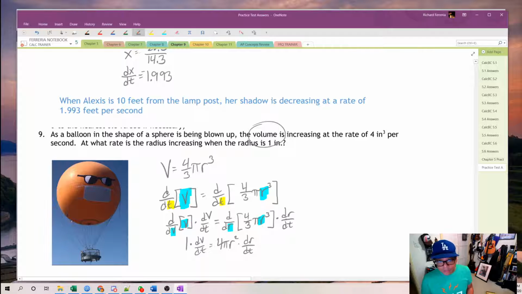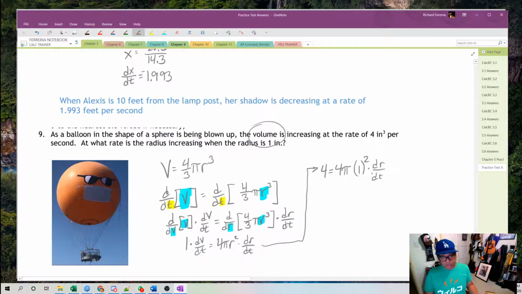With our derivative intact, we're going to substitute the current state of the balloon. So we know that the volume is increasing at 4 cubic inches per second. So that's going to be equal to 4 pi. We know that the current radius is 1 inch, giving us this really nice looking equation.